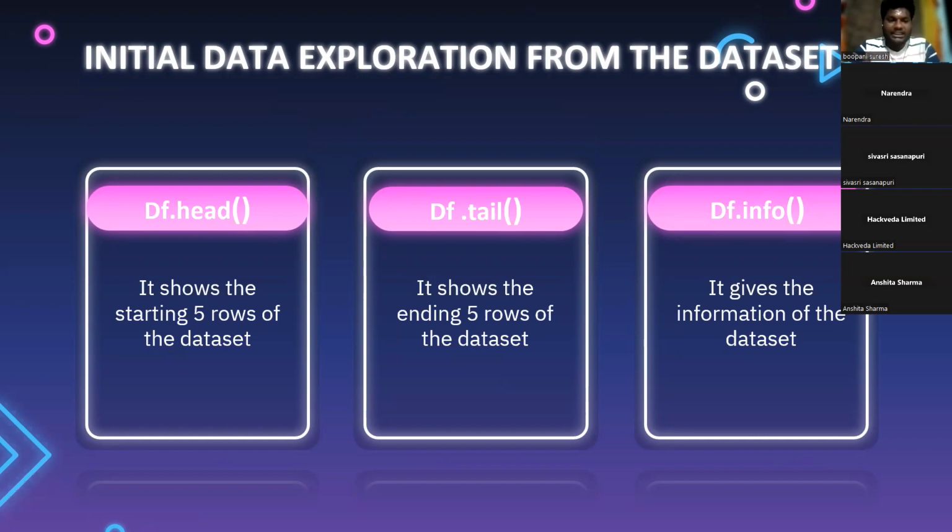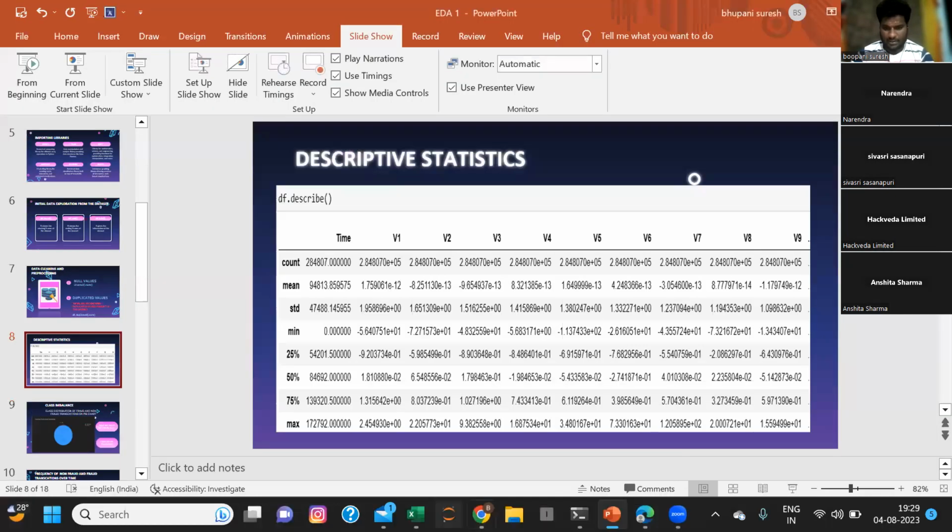In EDA, this is our initial step after extracting the data set. First is df.head; df is the data. Head shows the first 5 rows of the data set, and df.tail shows the last 5 rows of the data set. And df.info shows the total information of the data set: how many columns it has, how many rows it has, the shape of the data set, etc. I will show it in my Python notebook.